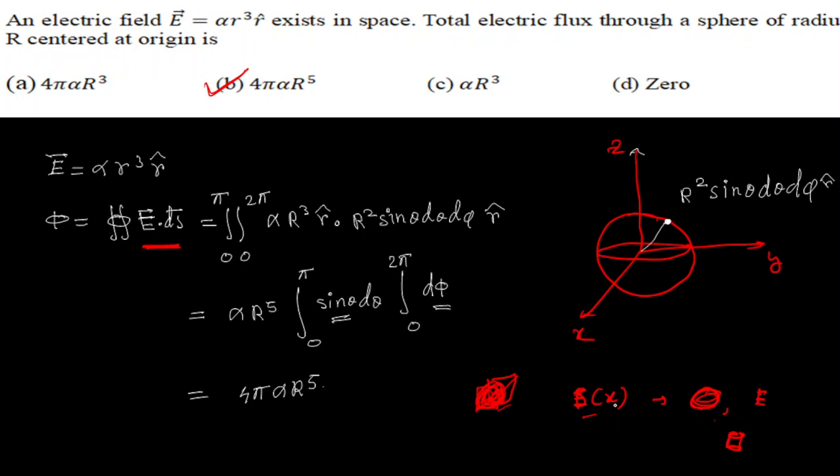So for this type of situation, what will be the better way? First, take the divergence of this electric field. From there you will get the volume charge density inside the sphere, inside the cube, or inside the cylinder. Then you just take the volume integral of this over the sphere, or the cube, or the cylinder. You will get the enclosed charge, and once you know the enclosed charge, if you divide it by epsilon naught, that will give the flux.